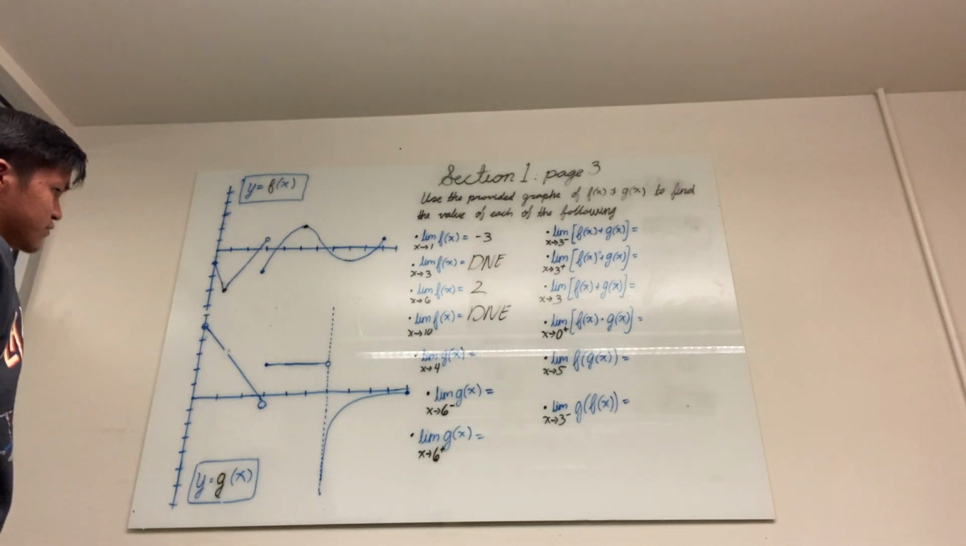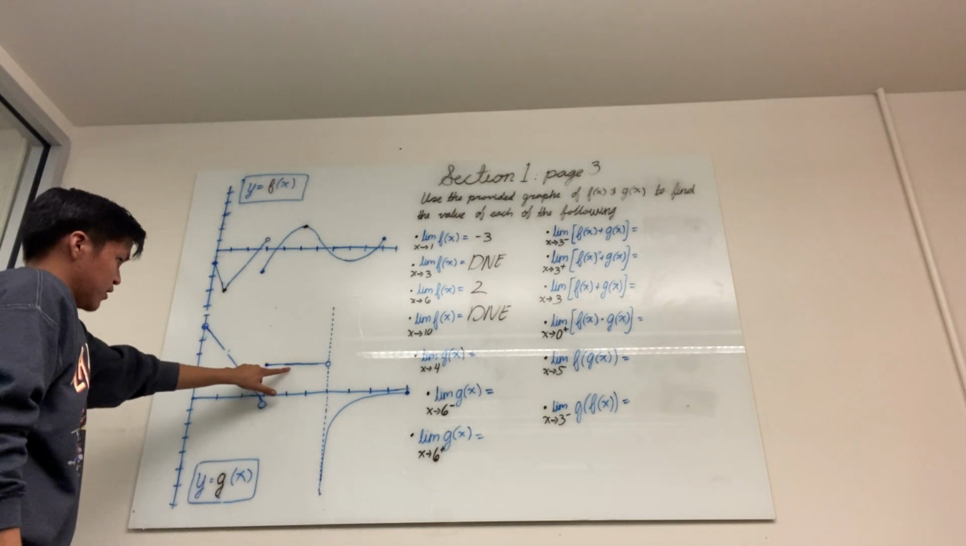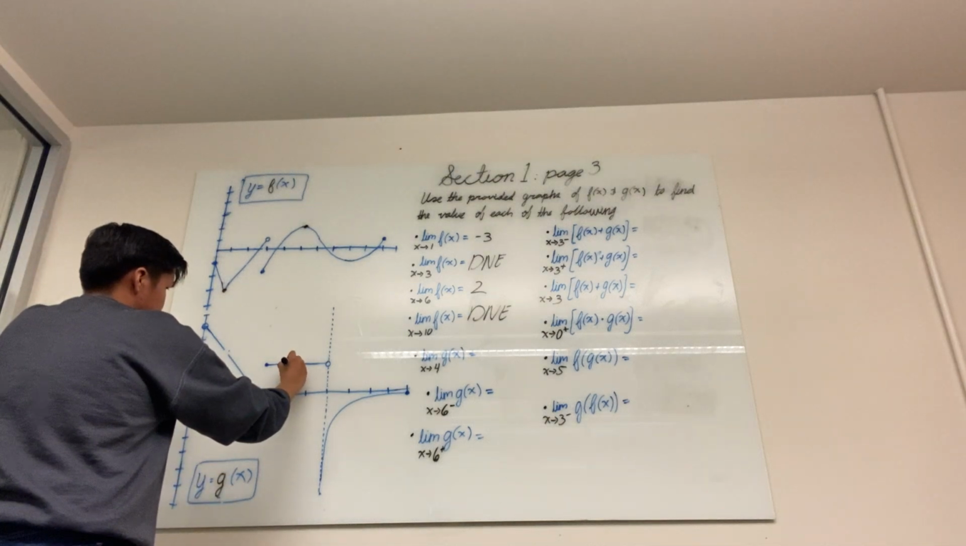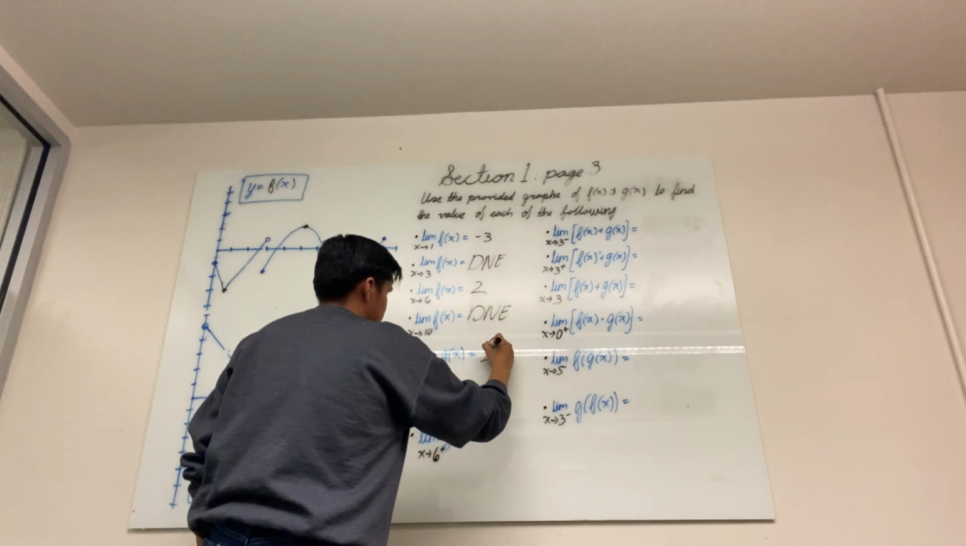Our next one is the limit of g(x) as x approaches 4. We look at 4, and from both sides, the limit approaches 2. So therefore, the limit of g(x) as x approaches 4 is 2.